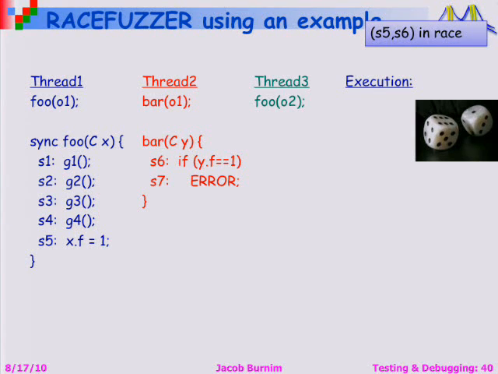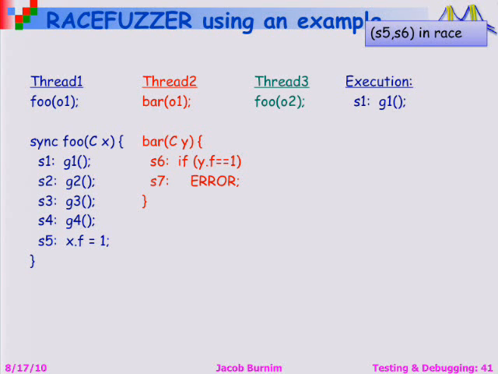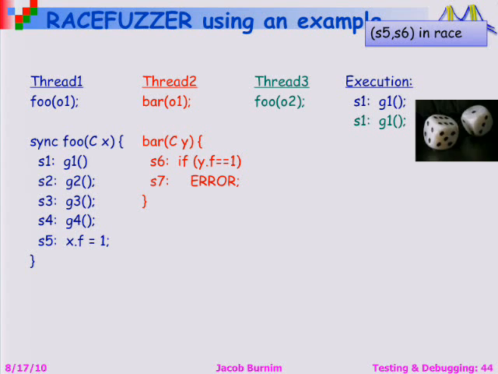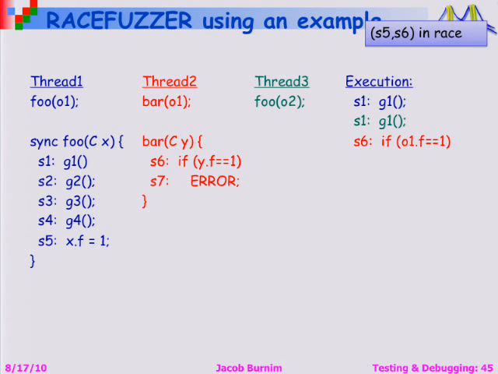Okay, so we'll use our random number generator here and say it picks thread 1. So we'll run one step of that. Now again, we'll randomly run another thread. We'll say we'll run thread 3 here. And we'll do that for a while until we hit one of the statements that's in this racing pair that we're trying to create. So the statement S6 from thread 2. Okay. So that's in our racing pair.